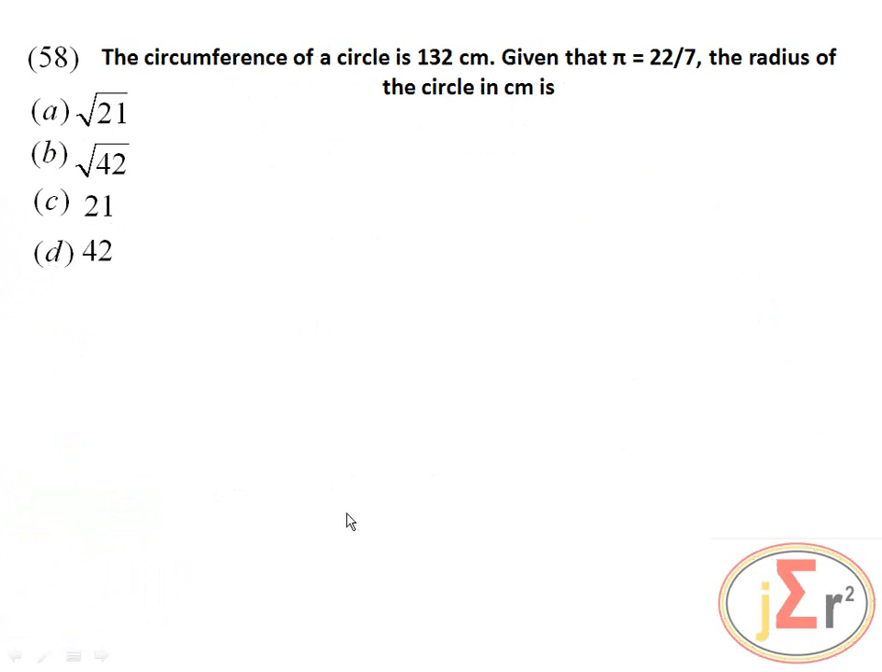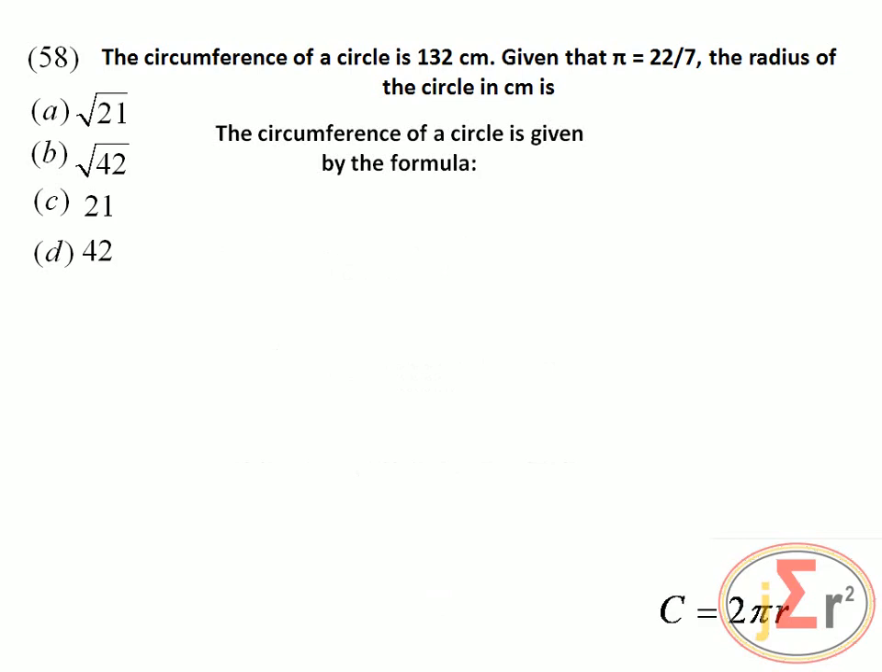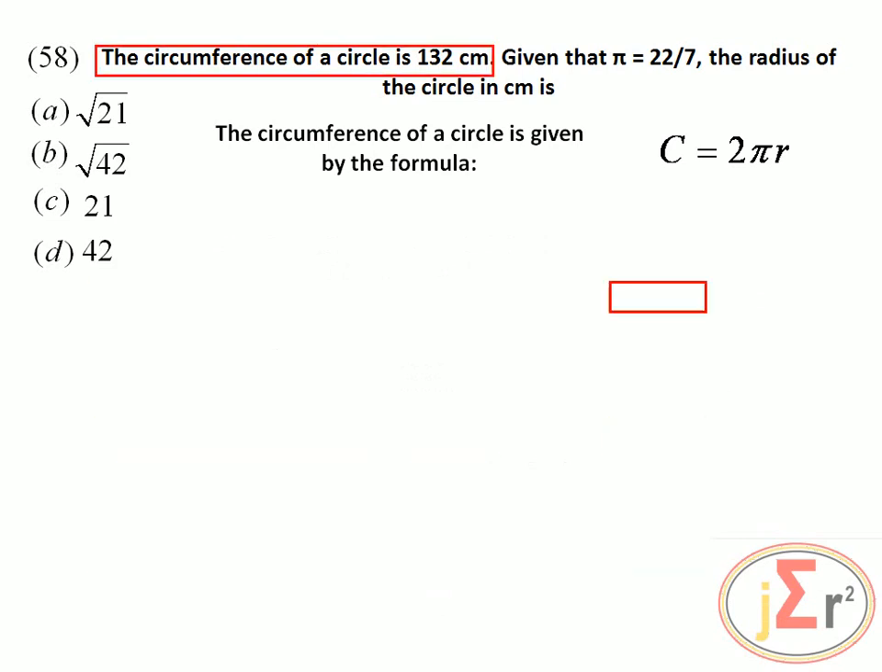The circumference of a circle is 132 centimeters. Given that pi is equal to 22 over 7, the radius of the circle in centimeters is, and we need to find the radius of the circle. What do we know? The circumference of any circle is 2 multiplied by pi multiplied by r, 2 pi r.